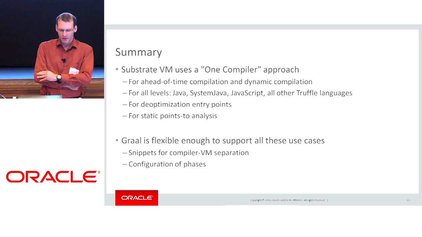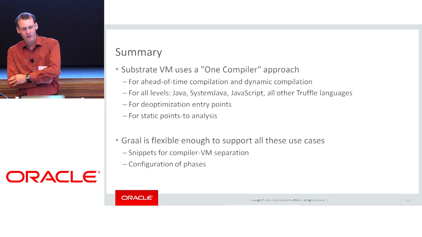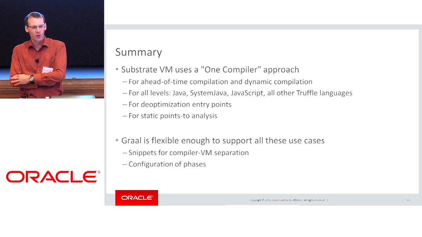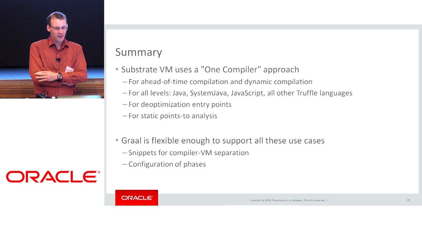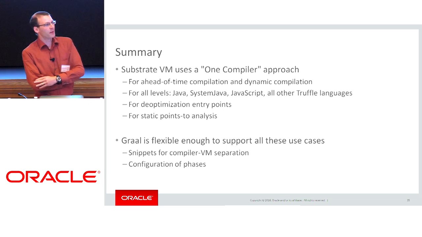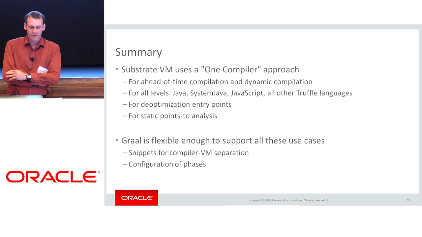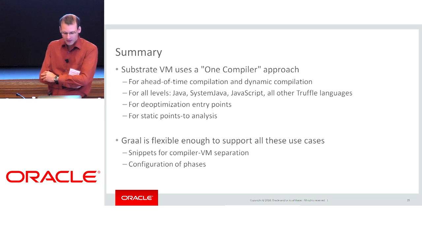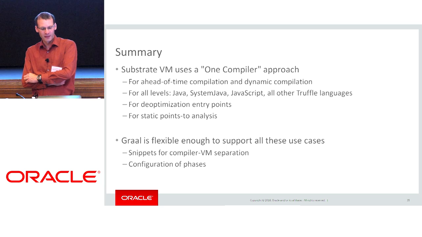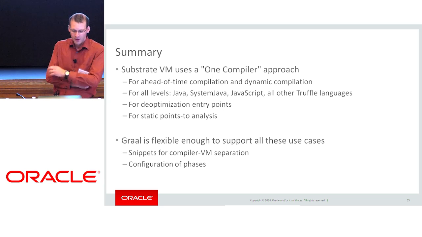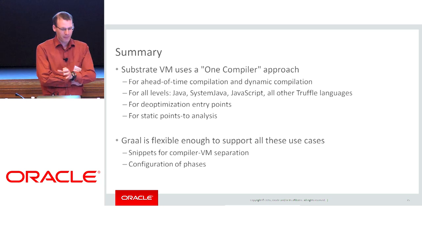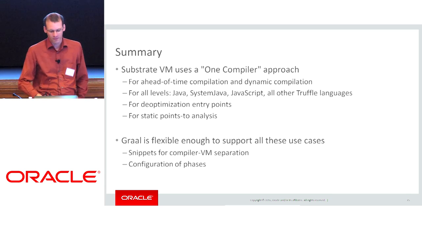We use Graal in many different configurations for all levels. So we compile Java code, we compile our low-level system Java code, we compile JavaScript code, Ruby code, R code, all with the same compiler. We compile the optimization entry points with Graal, and we use Graal for static points-to analysis. And Graal really is flexible enough to support all of these use cases because of the clear compiler-VM separation, where you can just plug in new VM backends, and because of the configuration of phases.